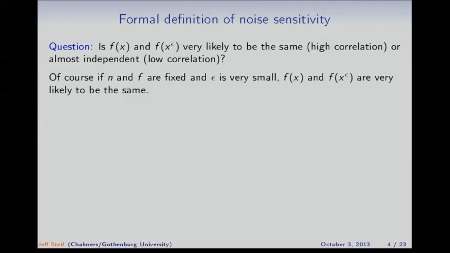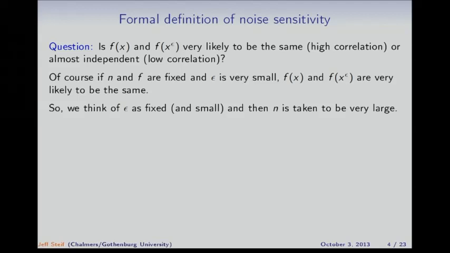So of course, if you fix n and you fix the Boolean function f, then if epsilon is extremely small, f of x and f of x epsilon are very likely to be the same, because if epsilon is very small, even x and x epsilon are going to be the same with very high probability, and so f of x and f of x epsilon will be the same with high probability. So the right way to ask the question is you should think of epsilon as completely fixed but very small, and then you take n to be very large.